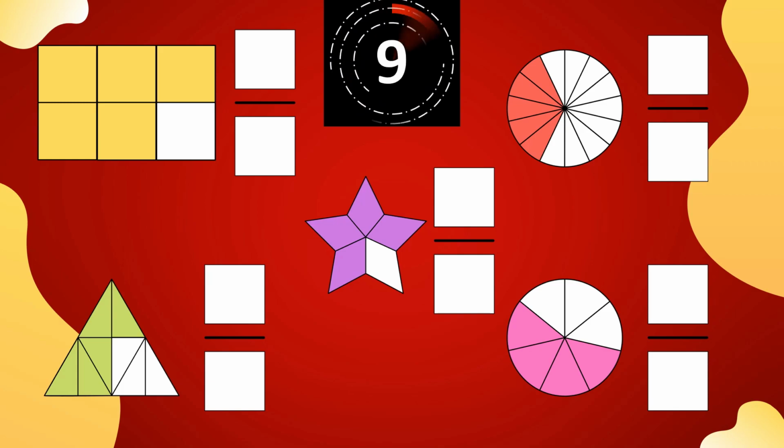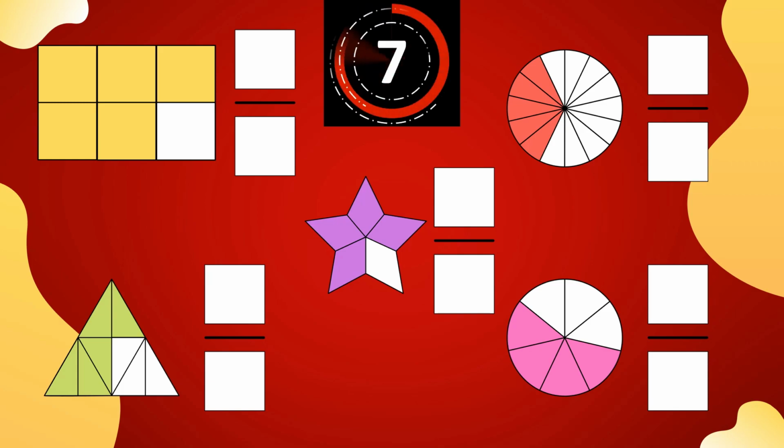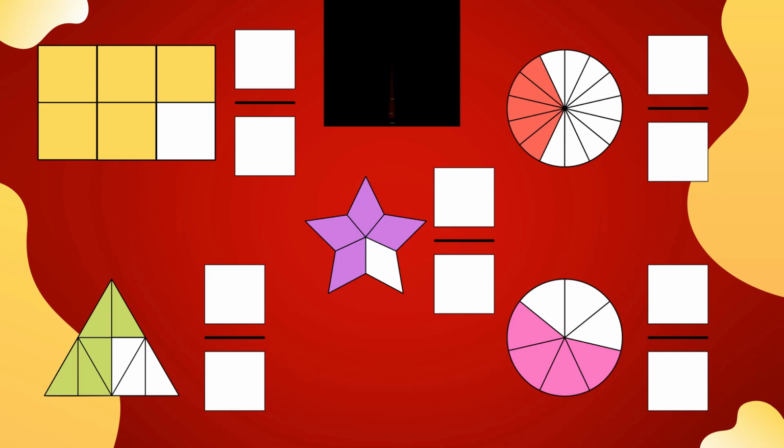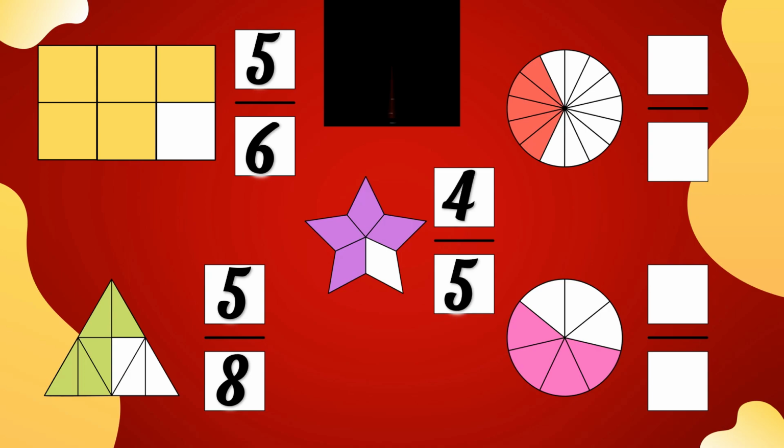You have 10 seconds to name the following shaded parts. Okay, let's move on to the rectangle. The shaded part is 5 out of 6. And in the triangle we have 5 over 8, 4 over 5, 5 over 14, and 4 over 7. Congratulations if you were able to answer that.